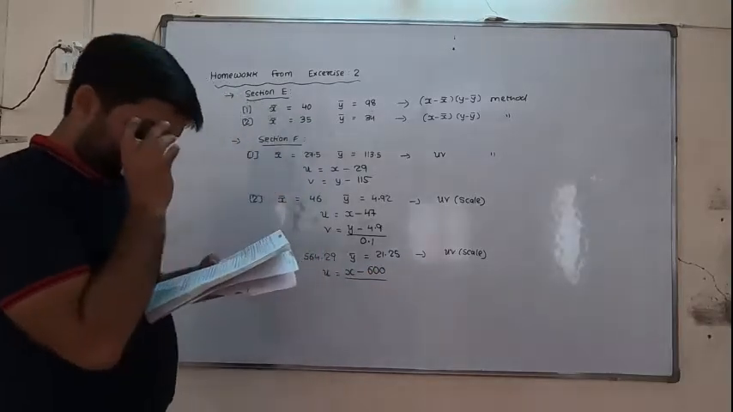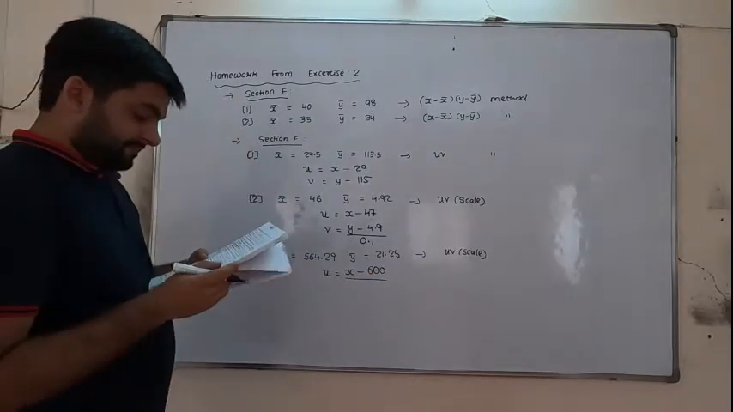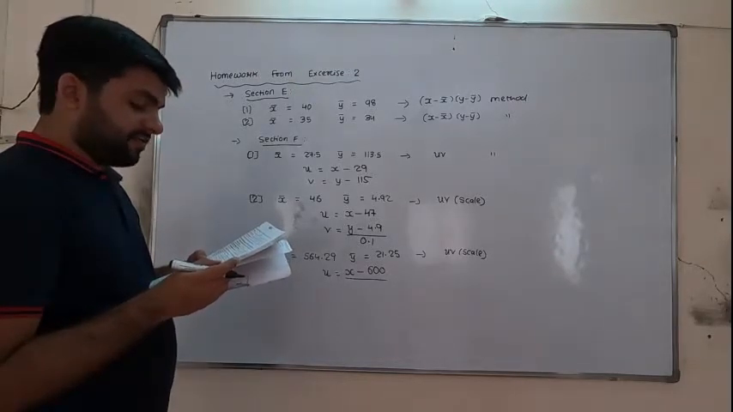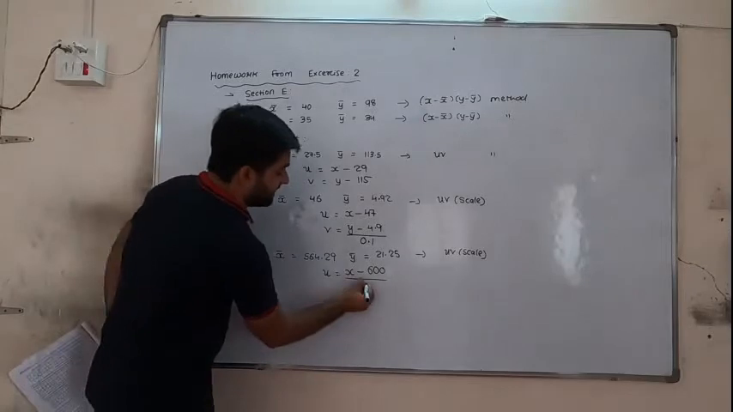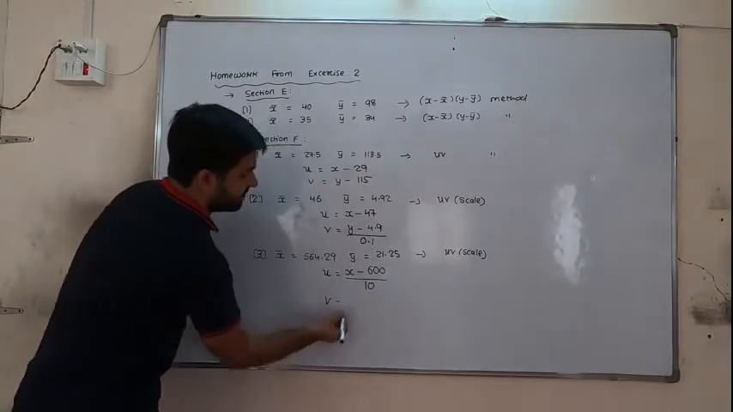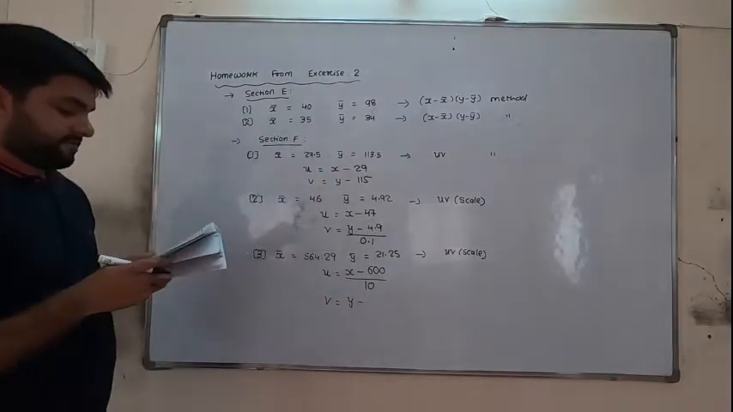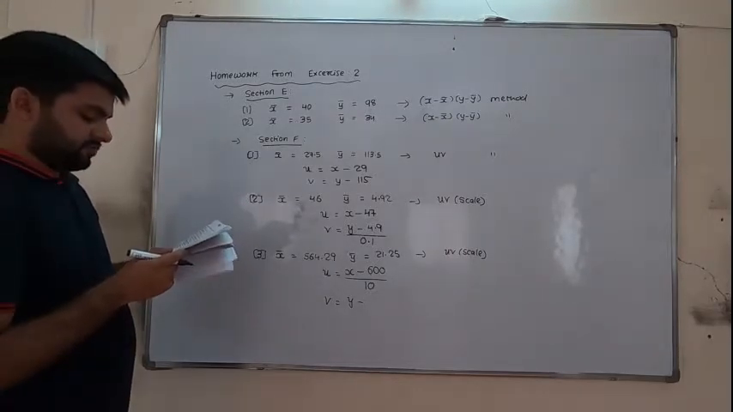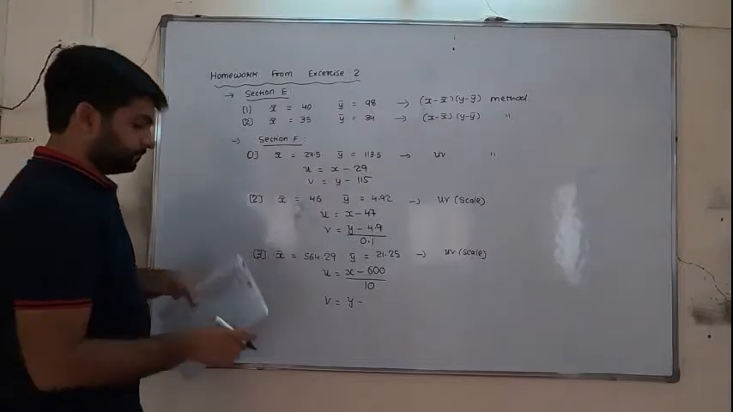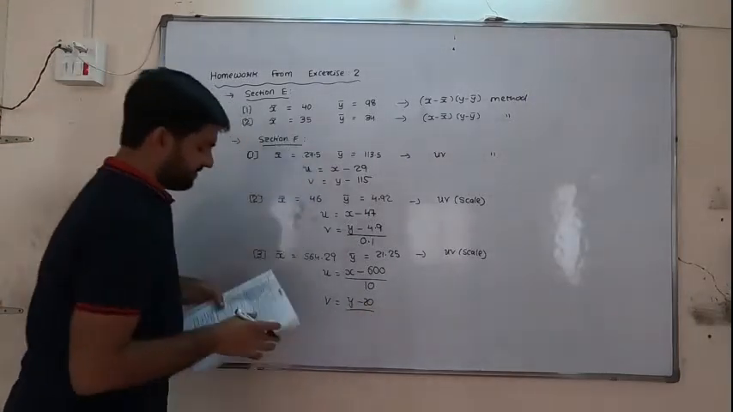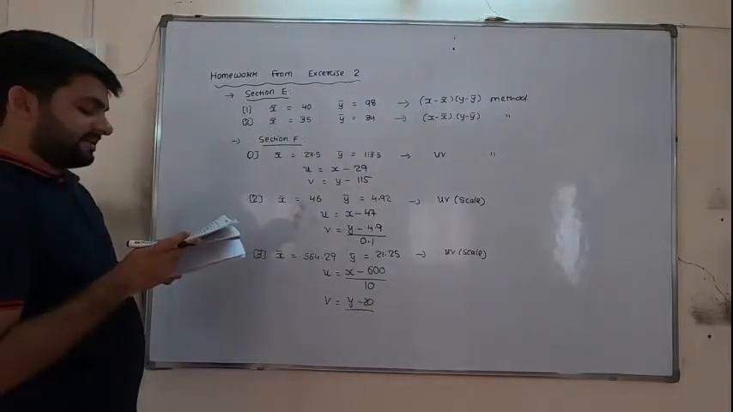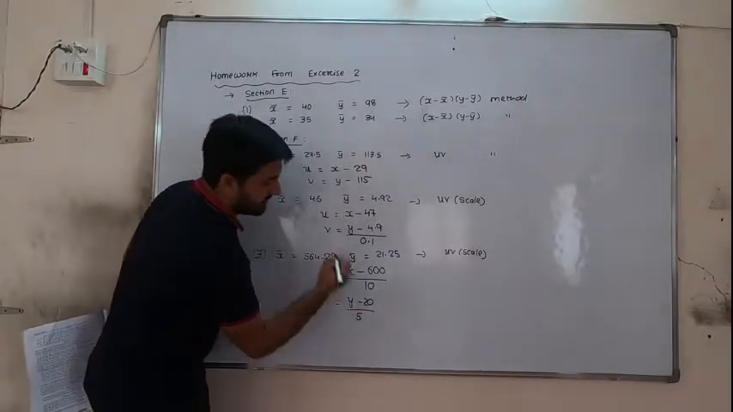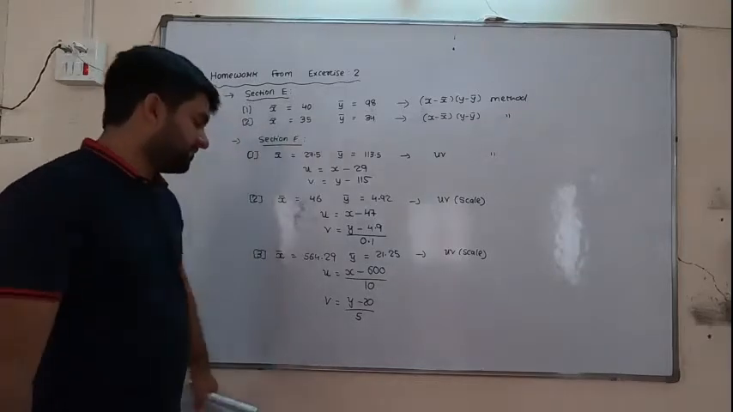divided by, see, there is one zero in every term, so divided by 10. For v is equal to y minus, see 20 is repeating in the terms, so use 20 divided by. Now see, for some values there are zeros, for some there are not, so all are divisible by 5, so divided by 5.